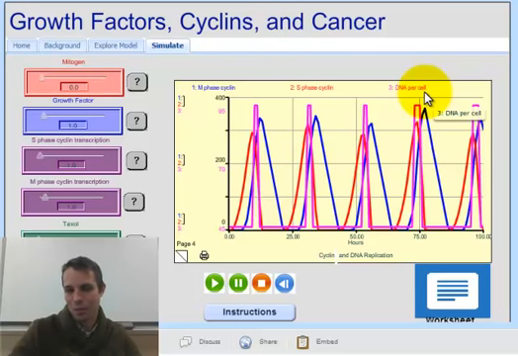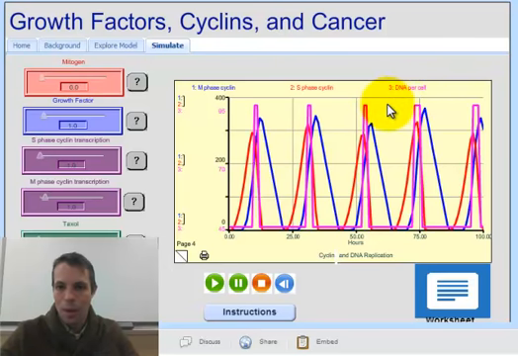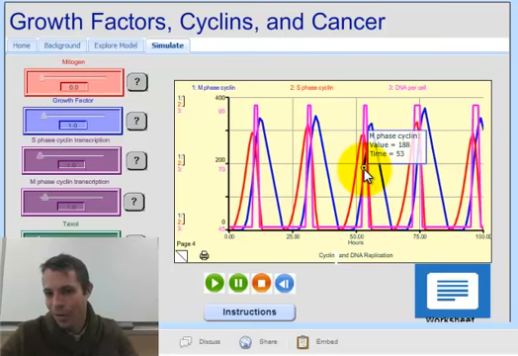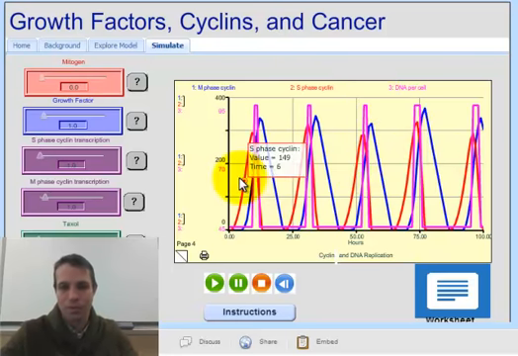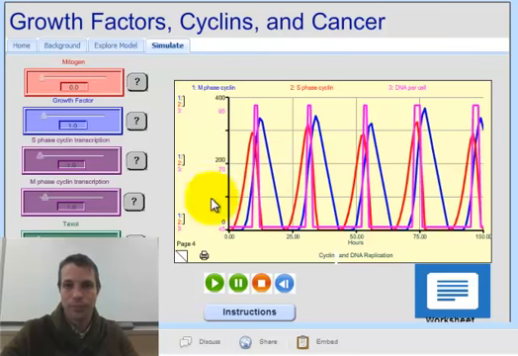Now my model is not perfect. Usually for a eukaryotic cell, it's going to be in the S phase for a rapidly dividing cell for like 6 hours or longer. But for my model, it's only there for, it looks like, 1 hour. So that's one of the inaccuracies of the model that I have for you here.